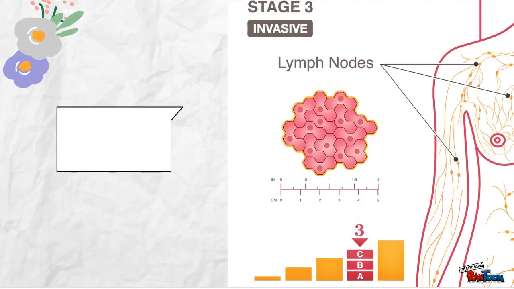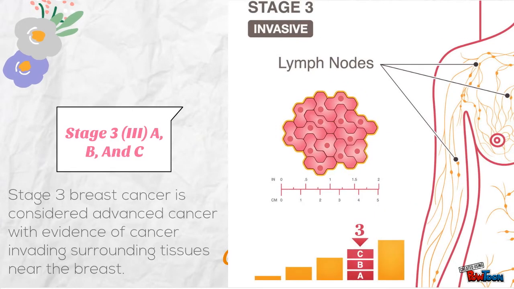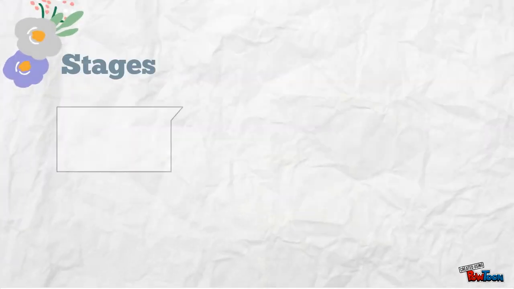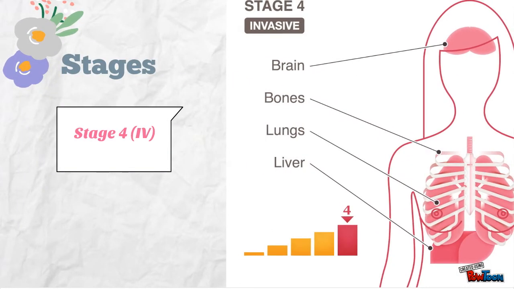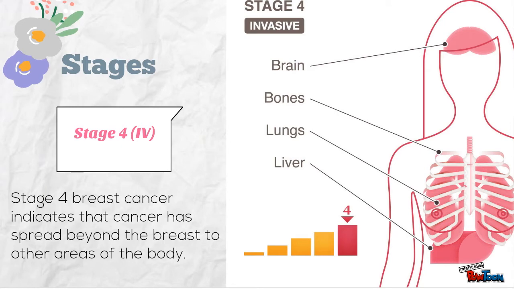Stage 3 of breast cancer is considered advanced cancer, with evidence of cancer invading surrounding tissue near the breast. The last stage, stage 4 of breast cancer, indicates that the cancer has spread beyond the breast to other areas of the body.